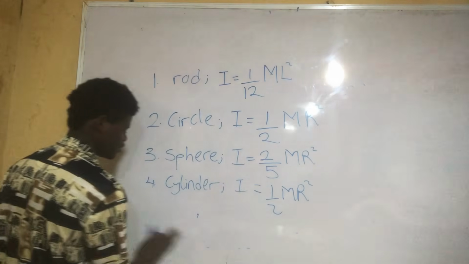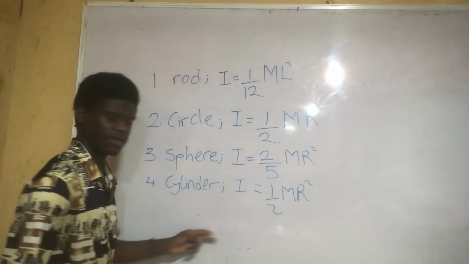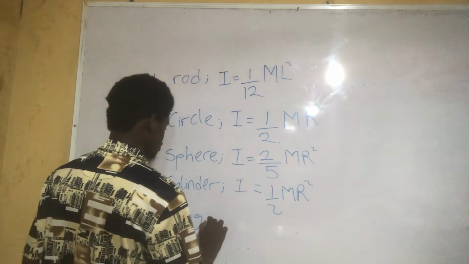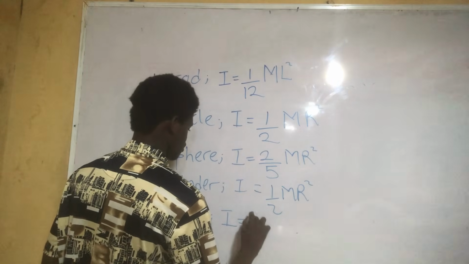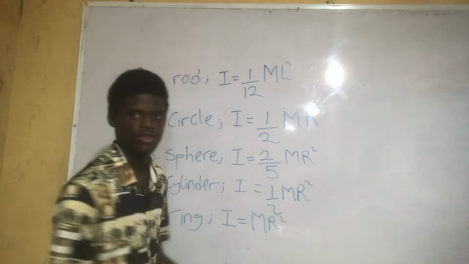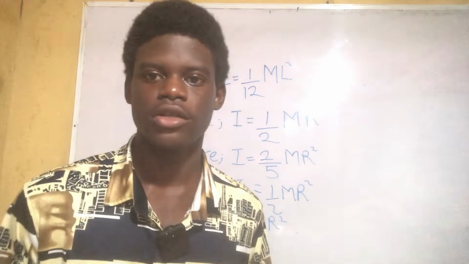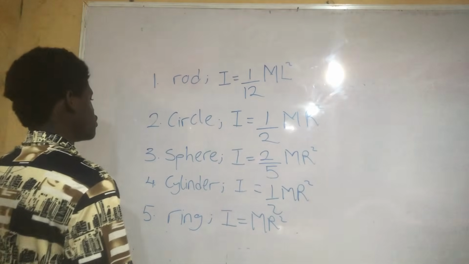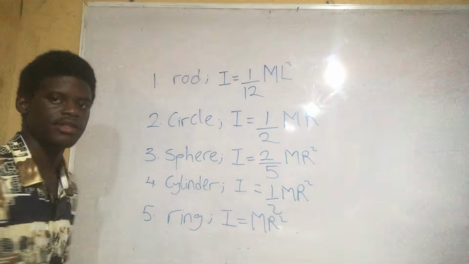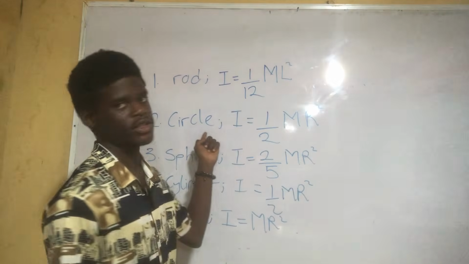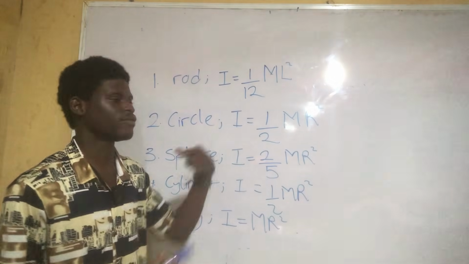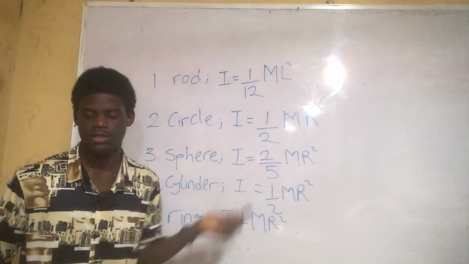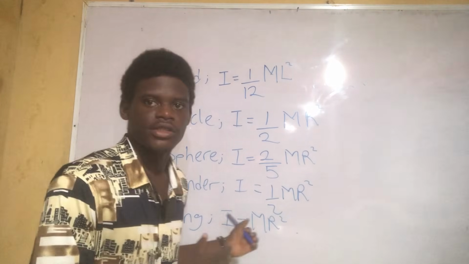The one for a ring, you should also know. The moment of inertia of a ring is just mr². There's also the one for a disc. The moment of inertia of a disc is just that of a circle, because a disc is circular, so it's also 1/2 mr². These are just fancy ways of representing a circle. So you should know all this.